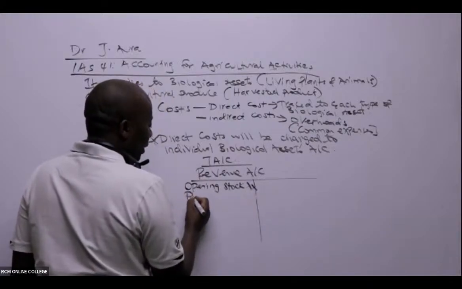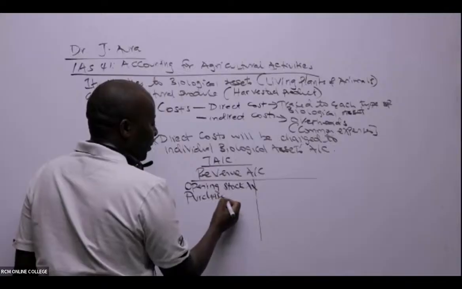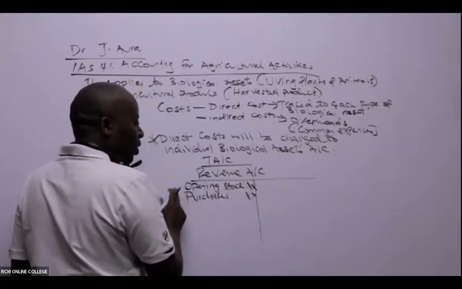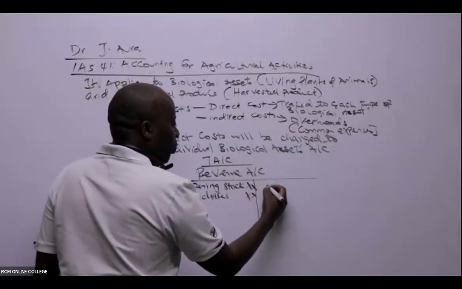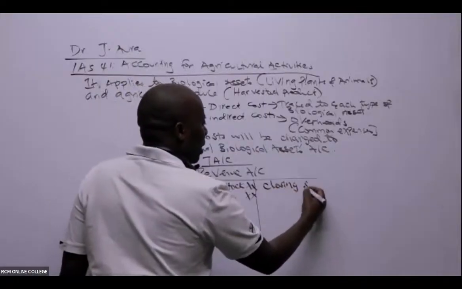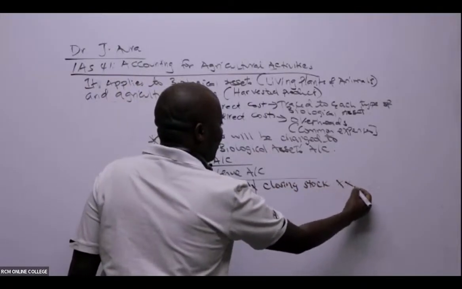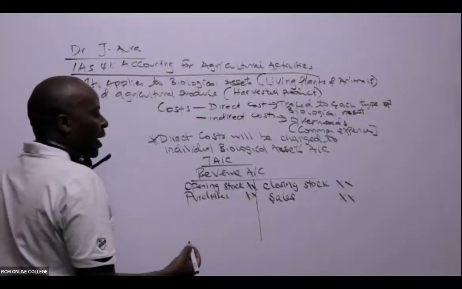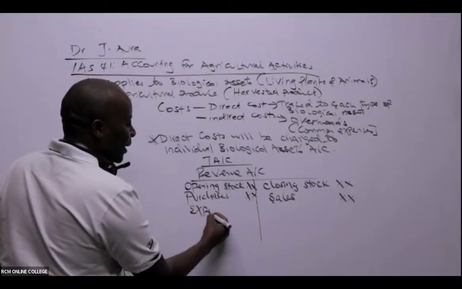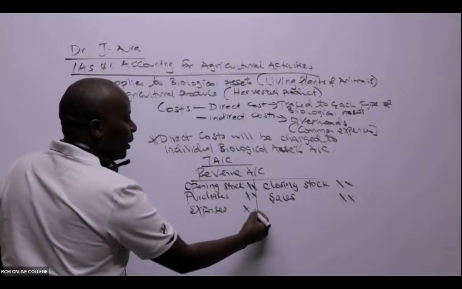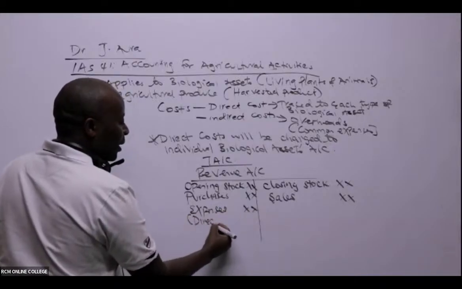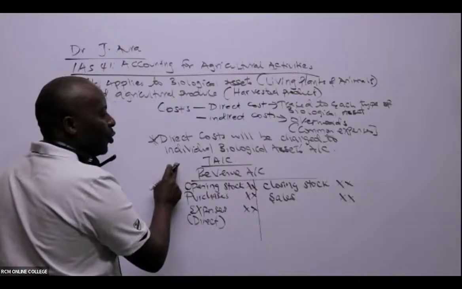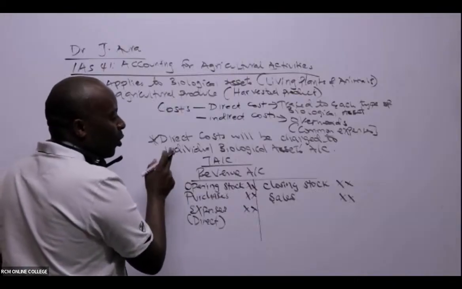Then, of course, in the year, we shall be purchasing, like how we purchase our sheep. So purchases like that. And then, of course, closing stock and opening stock cannot be on the same side. So closing stock will come here. And then we have sales, which will be credited here. And then, of course, the direct expenses. Direct expenses, all of them will come here. These are direct expenses. We always charge them to the individual revenue account of each biological asset.